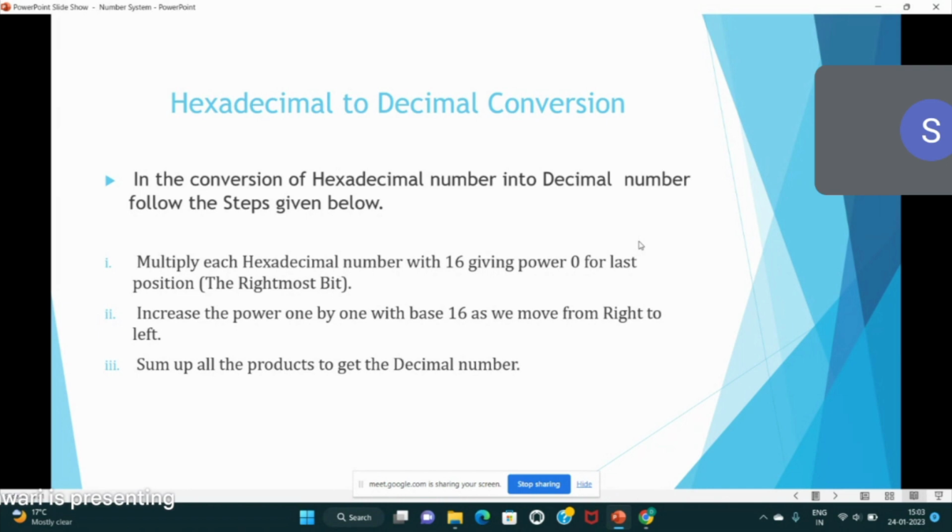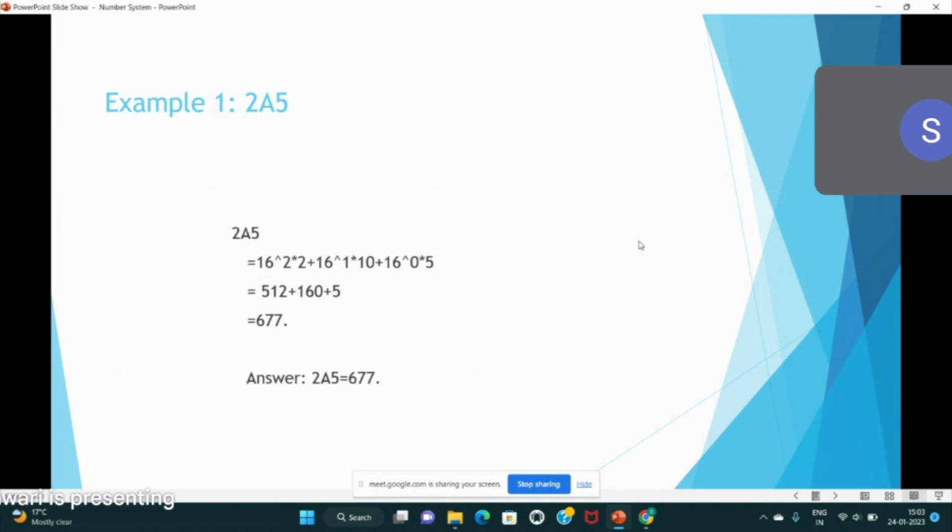Here is one example. 2A5 is a hexadecimal number and we are converting it into a decimal number. As we said in the steps, we have to give numbering to this. Here from right to left, 5 gets 0, A gets 1 and 2 gets 2. Here the base of the hexadecimal number is 16.